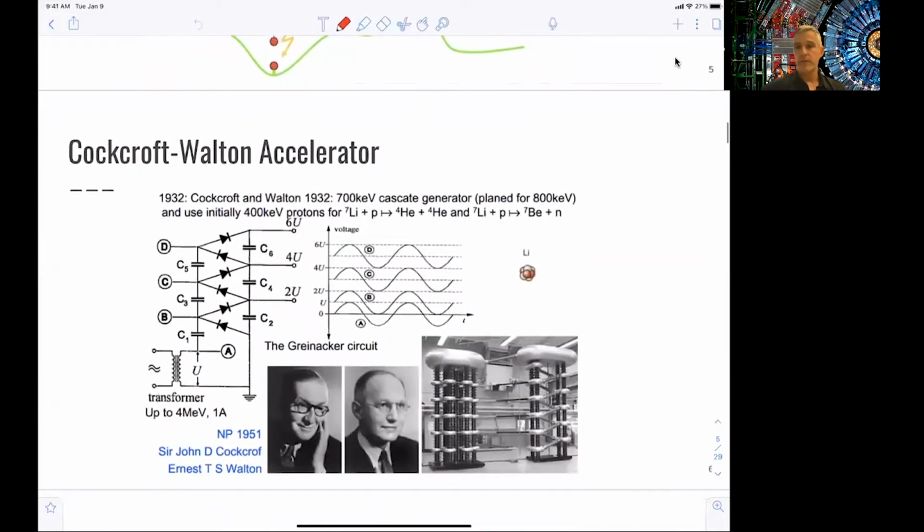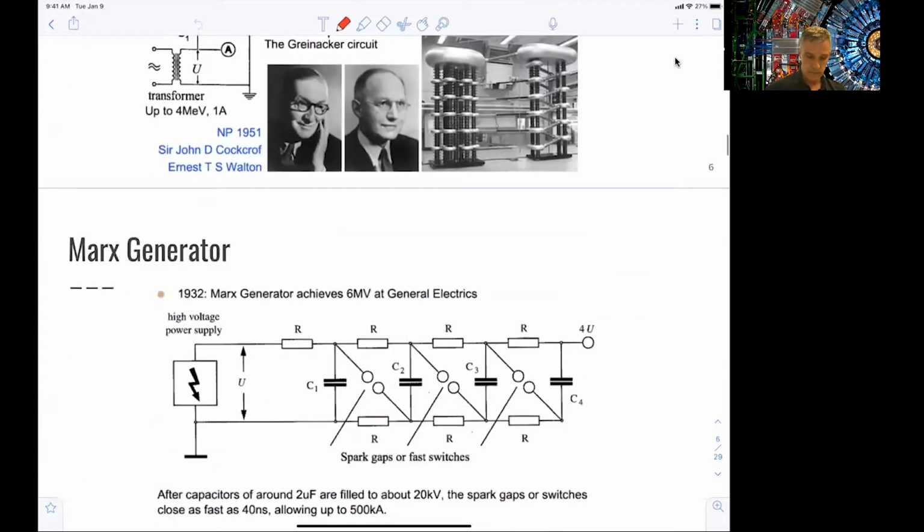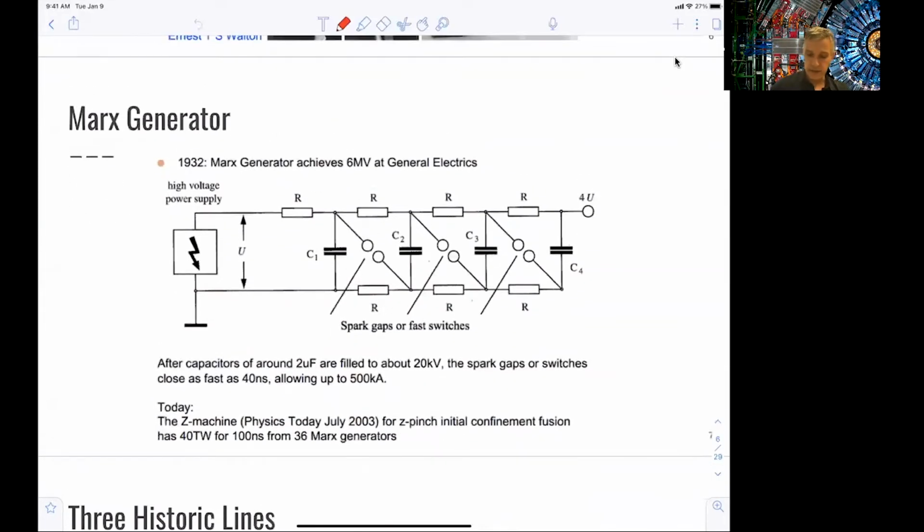So then you need to think about how you can make your large voltages available and how you can make them available for acceleration. Cockcroft-Walton accelerators use a cascade generator in order to reuse the voltage to create a larger potential for acceleration. The Marx generator is conceptually very similar. Those are still used today.